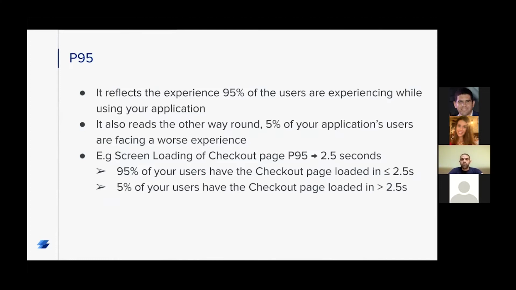So for example, if you have the screen loading of the checkout page, and the P95 is 2.5 seconds, that means that 95% of the users are having the page loaded on their devices in less than 2.5 seconds, or 2.5 seconds exactly, but only 5% of the users have a slower experience, which is having the page loaded in more than 2.5 seconds.